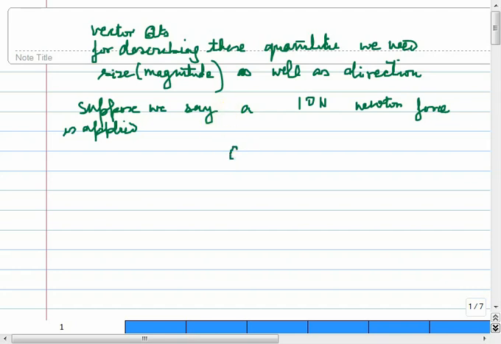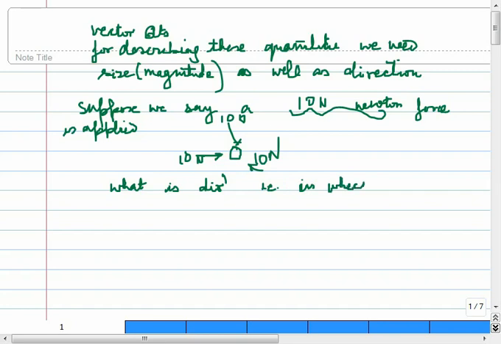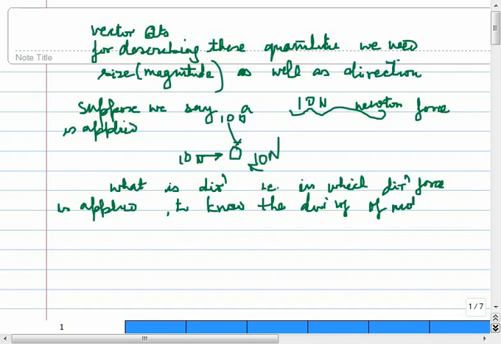Suppose this is the body. A force of 10 Newton is applied here, a force of 10 Newton is applied here. If we define force just like this, we cannot be sure of the movement of the body due to this force. For defining precisely the movement, we need the direction, that is, in which direction the force is applied, to know the direction of motion of the body due to this force.